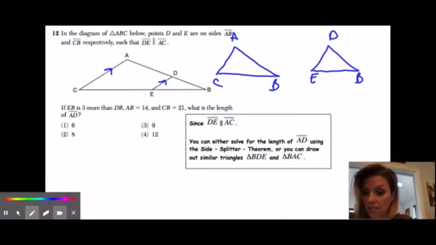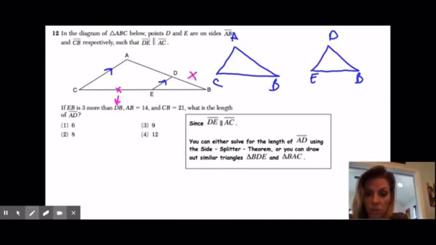So let's see what it gave me. It says if EB is 3 more than DB, boo, that means you're going to have to add in some variables. Remember, the last one that they mentioned is usually going to get the X. So if they say EB is 3 more than DB, I'm going to call DB X. And I'm going to call EB 3 more than that. So 3 plus X.